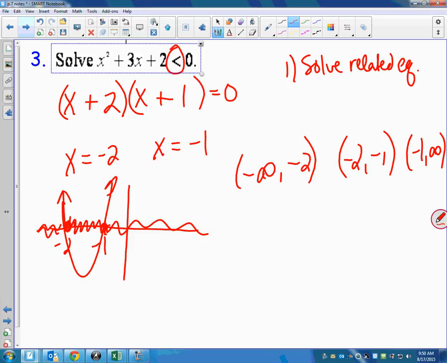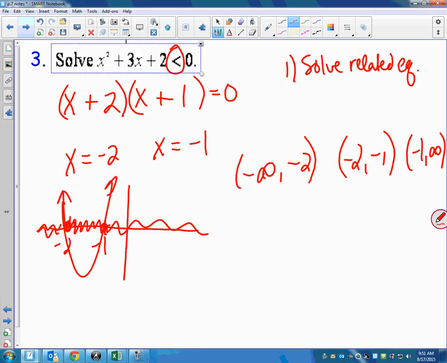With me so far? And maybe you don't have to write this out every time. You can just actually check them. But those would be my possible solutions. I have to figure out which ones work. One option is graphing, and that's what we're going to look at tomorrow, actually using the graphing calculator to do this. But doing it algebraically, could I just pick a number between -∞ and -2 and plug it into this problem and see if it makes it a true statement?